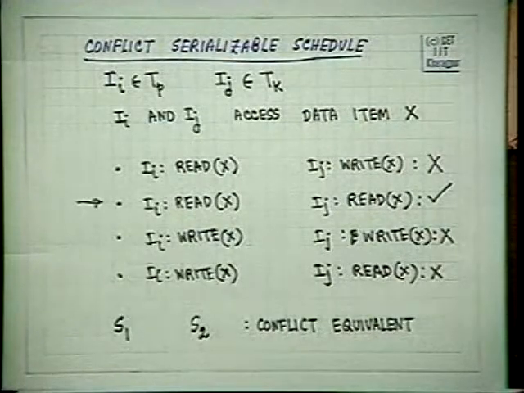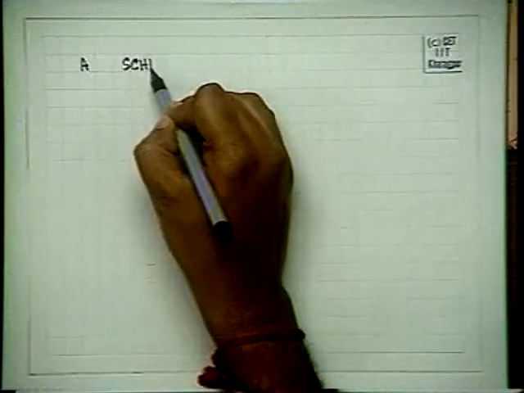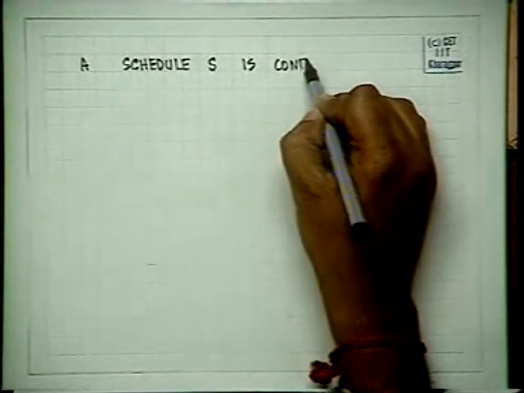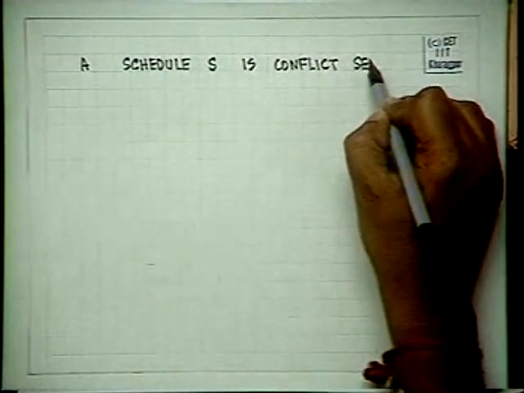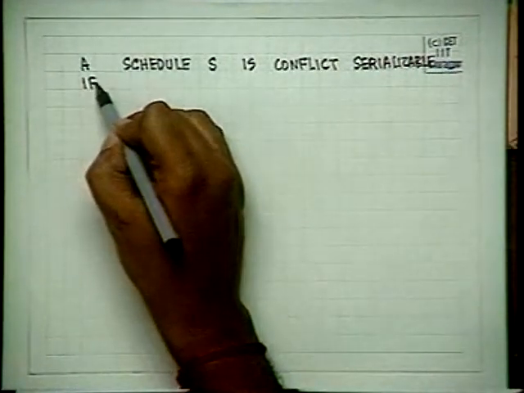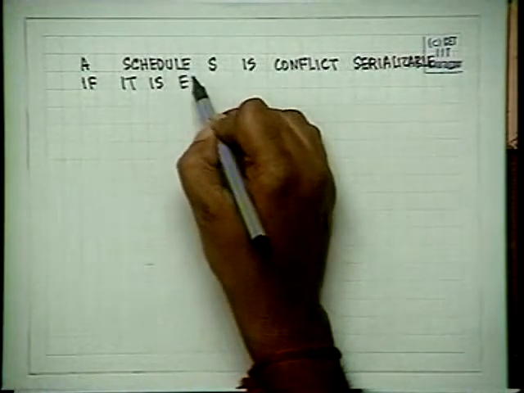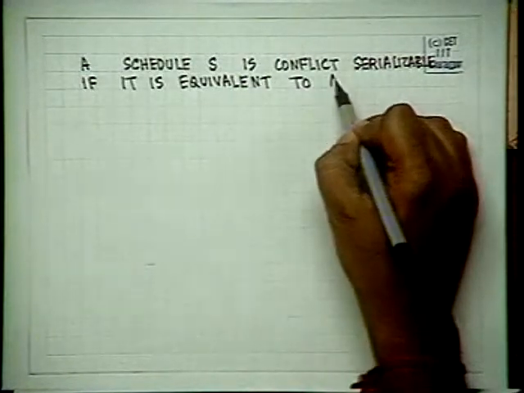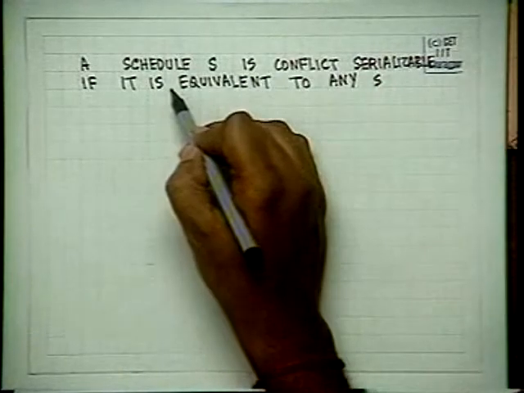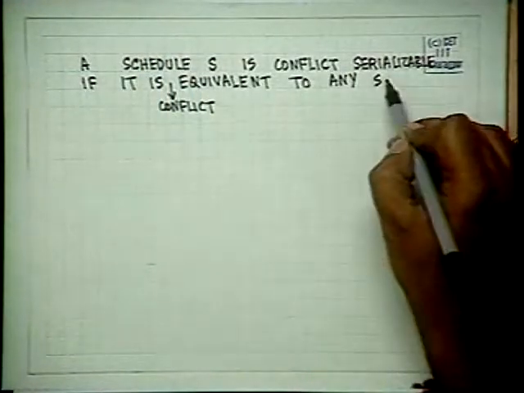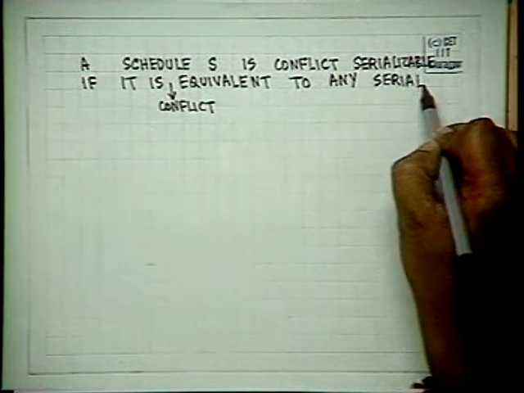And we say that a schedule S is conflict serializable if it is equivalent, here meaning conflict equivalent by the method of conflicts that we have defined, to any serial schedule.